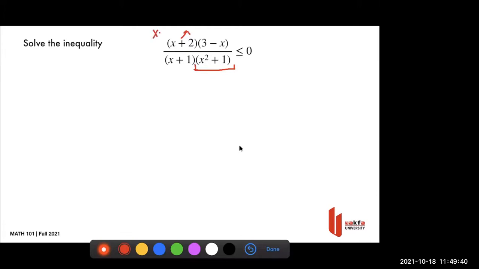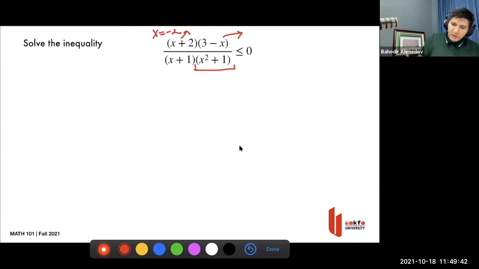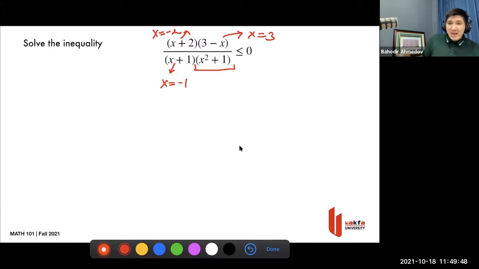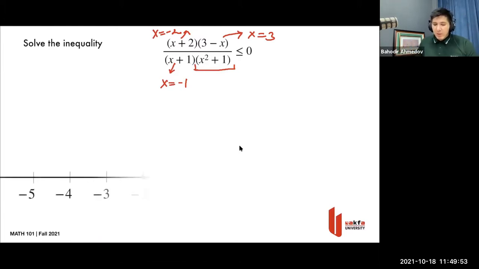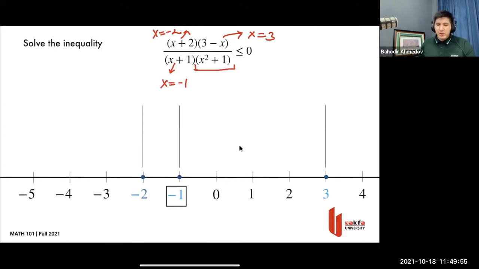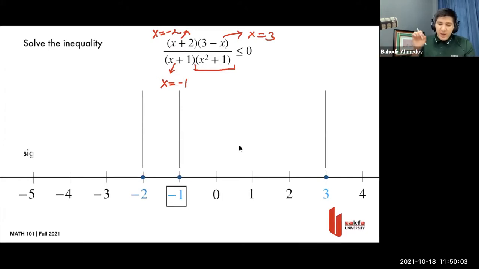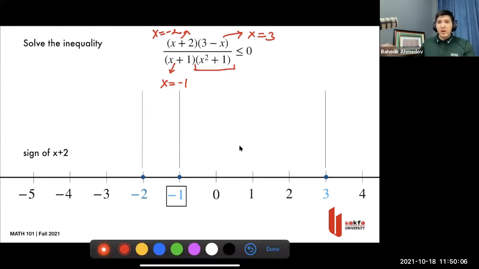-2. What about this one? 3. What about this one? -1. Please note that x cannot be equal to -1, it's not a solution. So now I'm going to put the three roots which I found, -2, -1, and 3, and find the signs of every single factor for these 4 intervals.